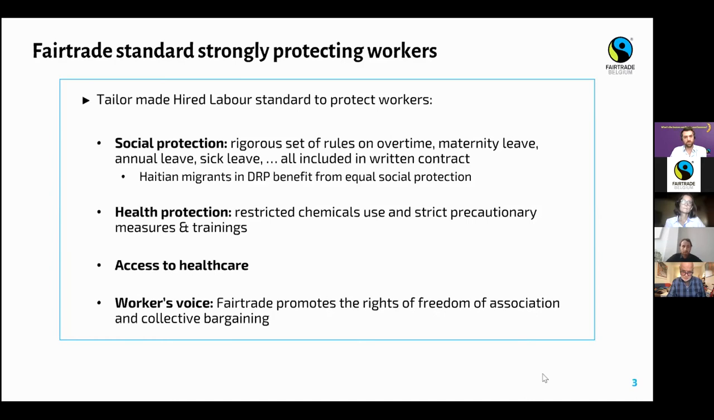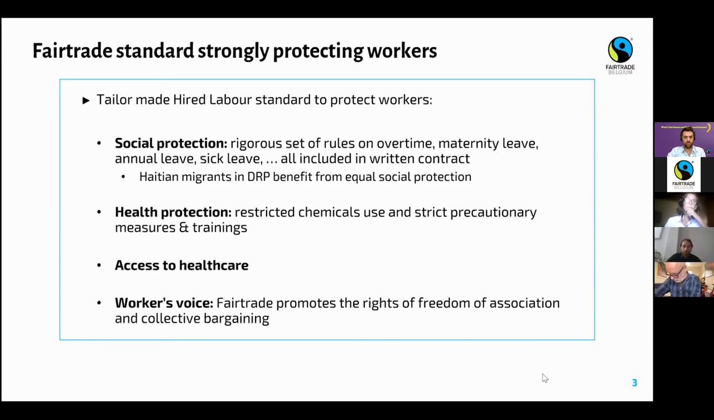Just to give some examples, in addition to the essential criteria on, for example, forced labor, we have an extended list of specific criteria on social protection. Just to name some, there's a criterion in our standard on overtime. This should not, on a regular basis, exceed 48 hours a week, and it should be compensated overtime. Maternity leave should be at least 8 weeks and should also be paid, etc. All of these rules should be included in the written contract. So not only for permanent workers, also for temporary workers, there should be a written binding contract.